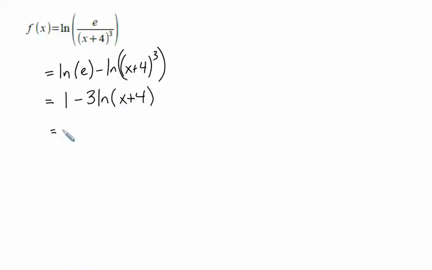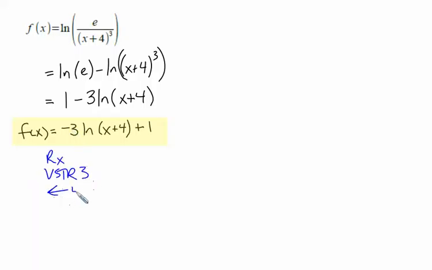And I'm just going to take a second and rewrite this as negative 3 natural log of (x plus 4), plus 1. This is our function f of x. That's the place that we want to be in order to determine what transformations we put on the original graph. In this case, we have a reflection across the x-axis, we have a vertical stretch of 3. We're going to scoot it to the left 4 and then translate it up 1.